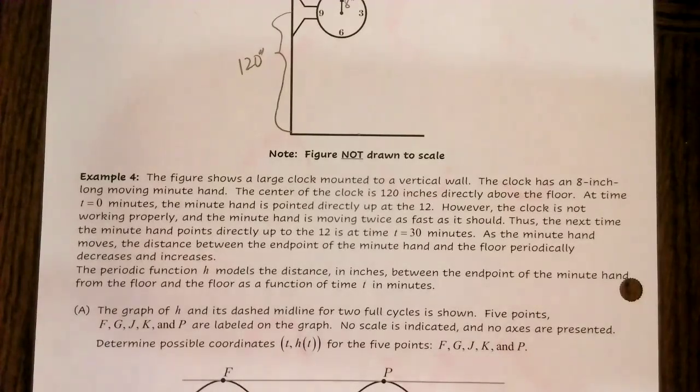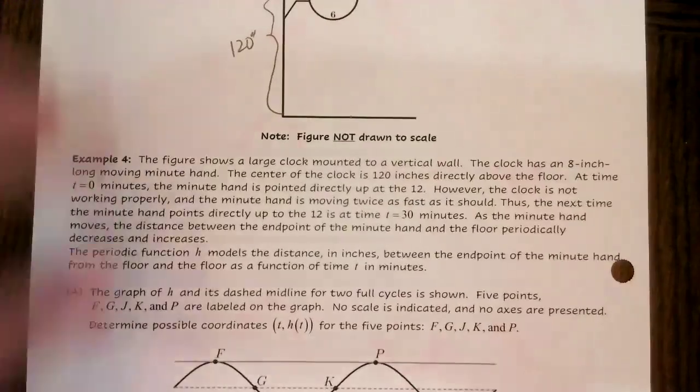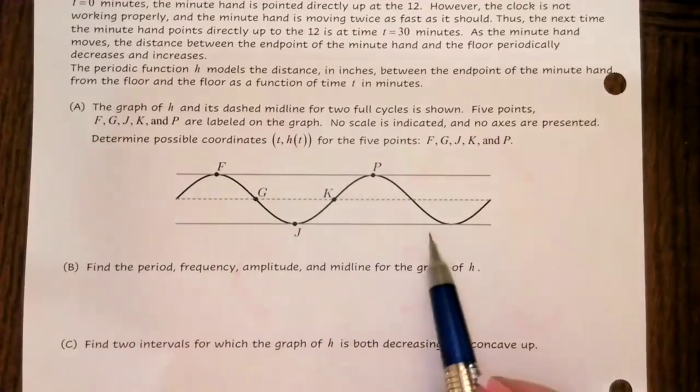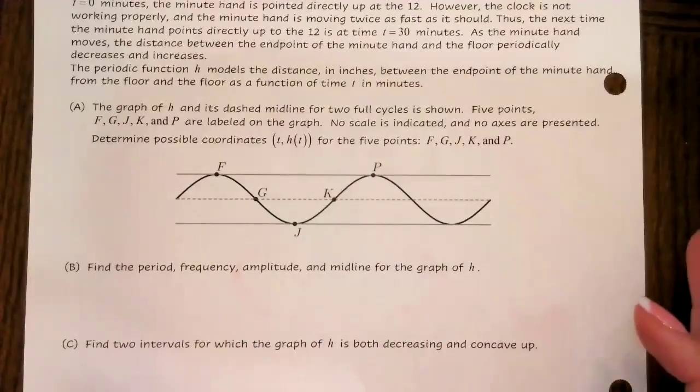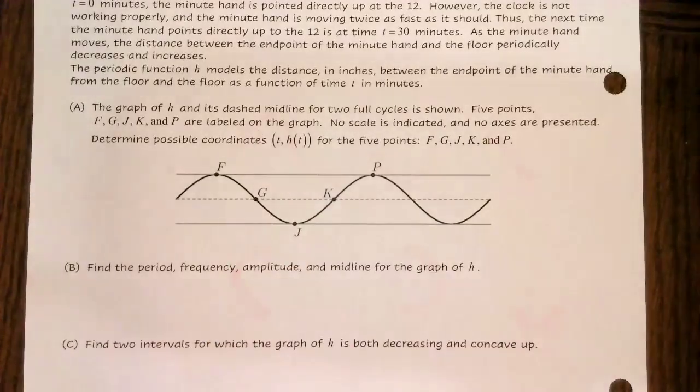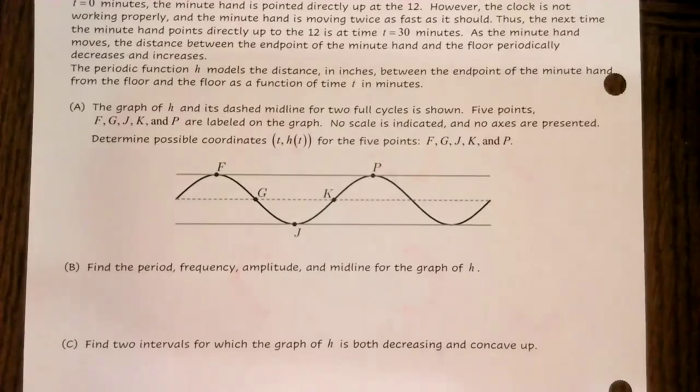It says no scale is indicated, no axes are presented. So what it's saying is none of these are the x or y axis. It is just a part of the graph somewhere. The x-axis could be below it. It could be above it, anywhere. So we really need to think about what's going on in this scenario.